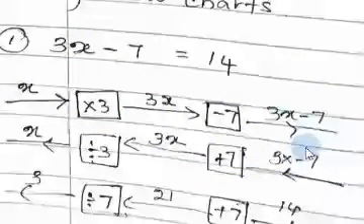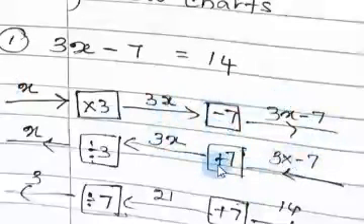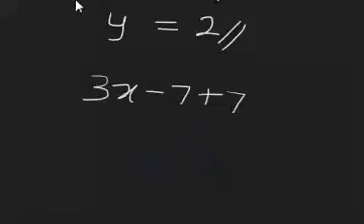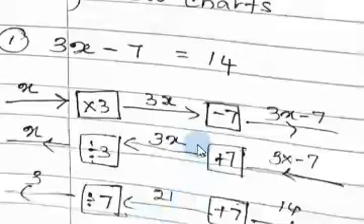So you should start from here, 3x minus 7. You have to move to this part, 3x. For that, here you have put minus 7, so the opposite is plus 7. Then 3x minus 7 plus 7. These two give the answer 3x.